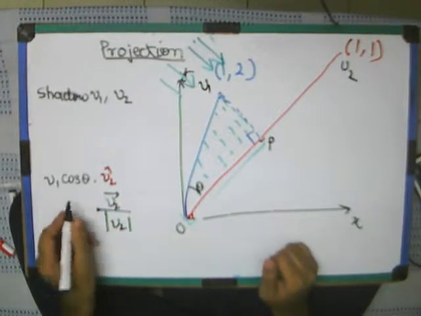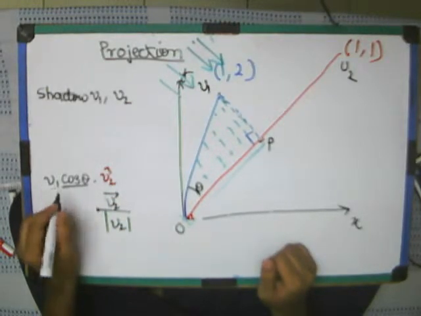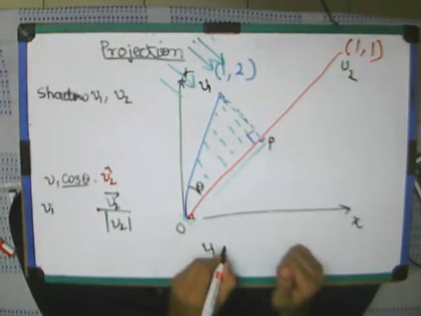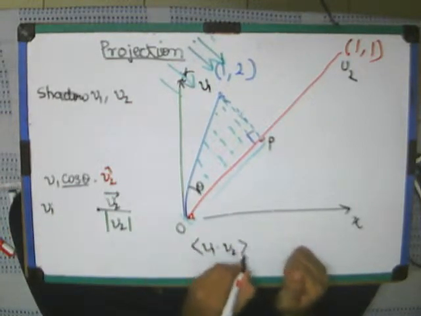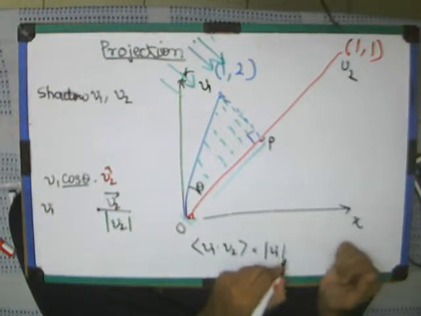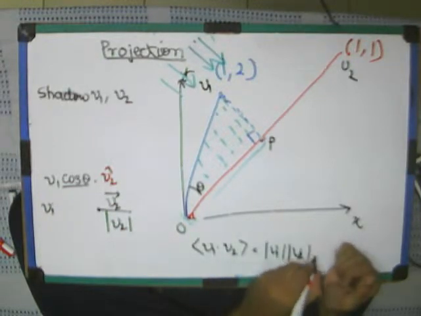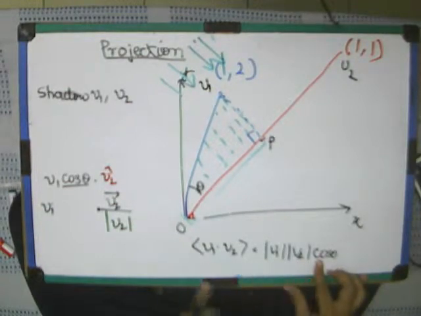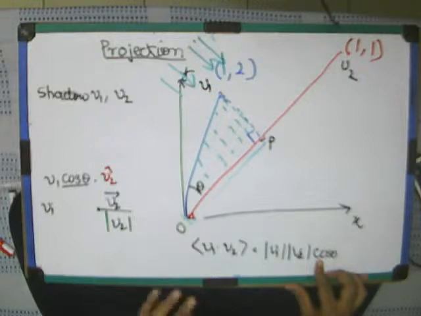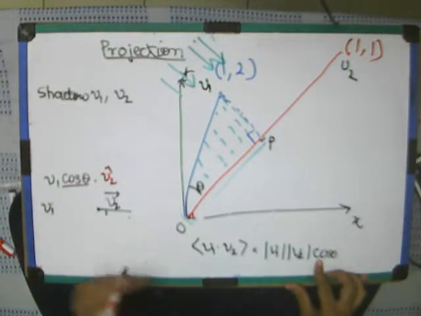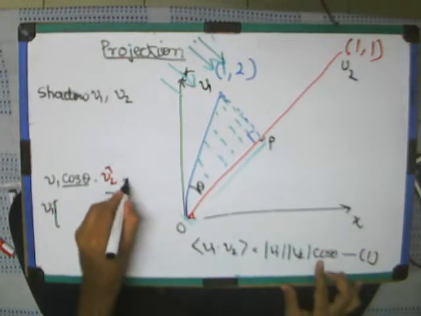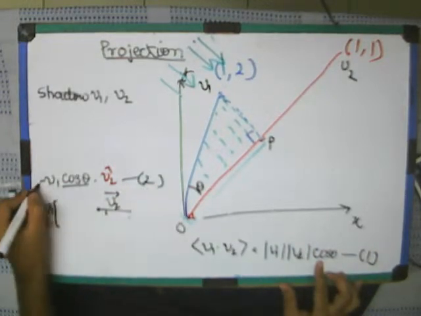And this cos theta is equal to, what is cos theta? The v1 dot v2 is equal to mod of v1 mod of v2 cos theta. So cos theta is equal to dot product divided by mod v1 mod v2. Isn't it so? Yes, so. Let me write, this is equation 1, this is equation 2, this is projection, okay.